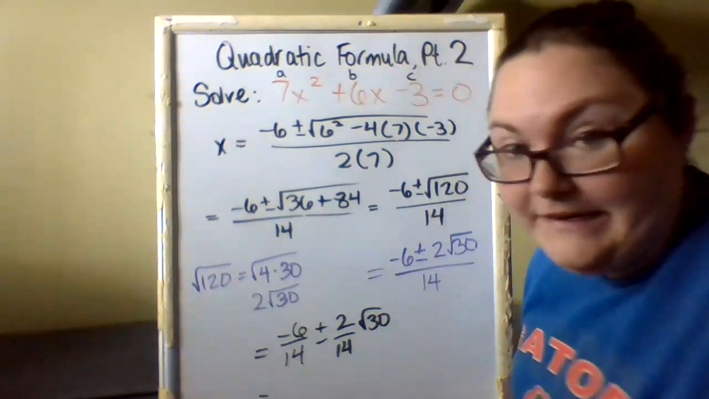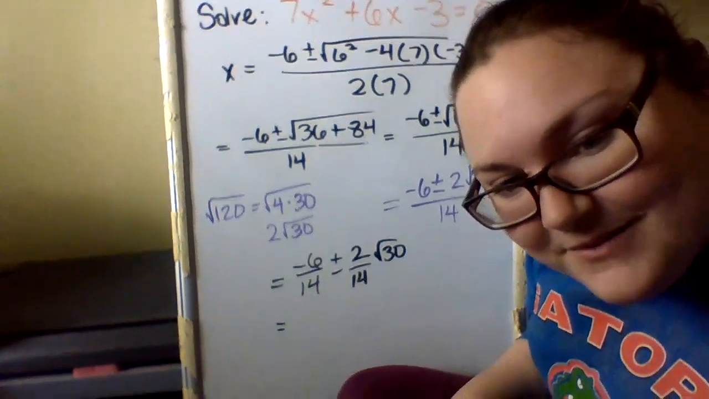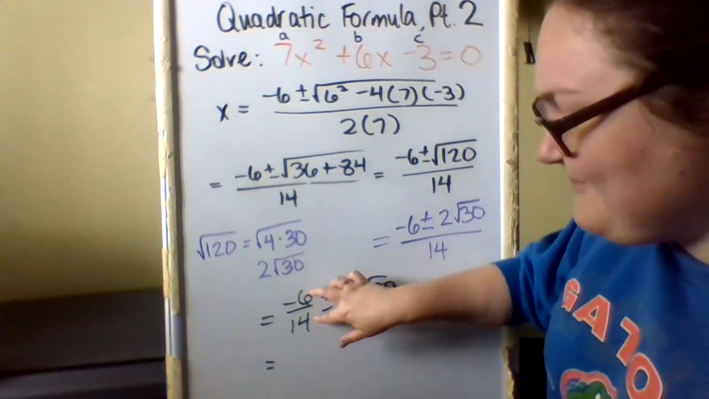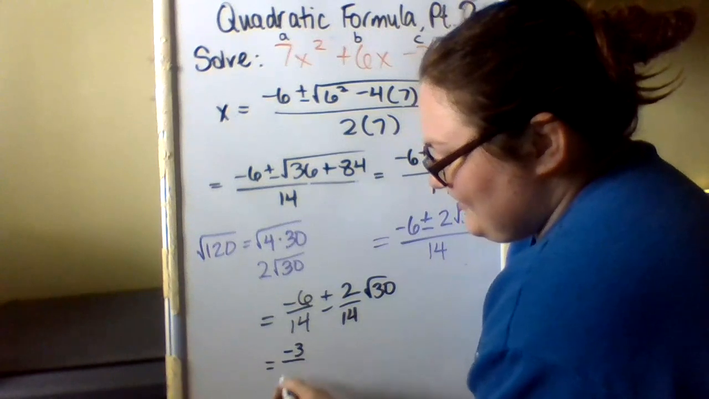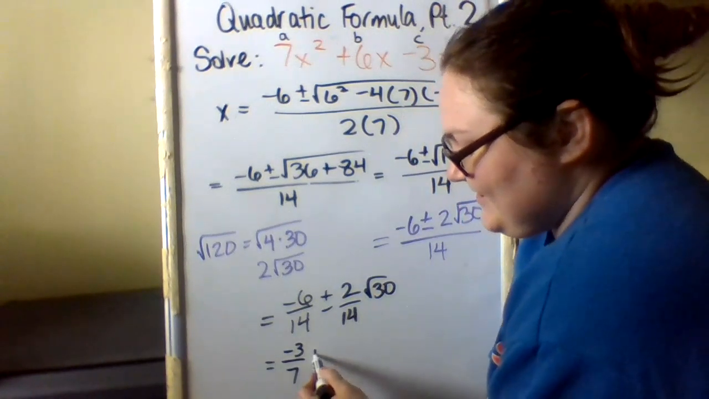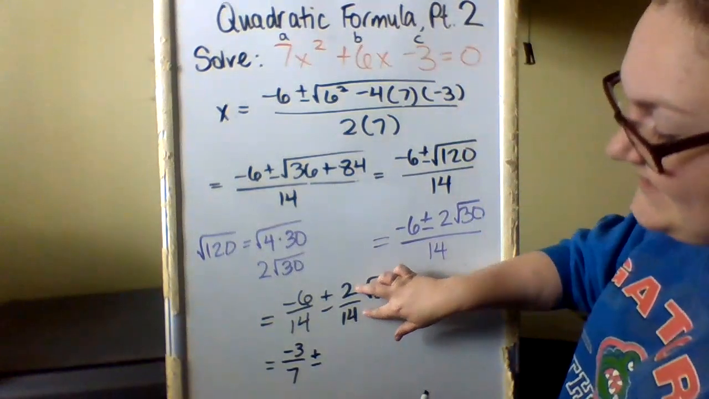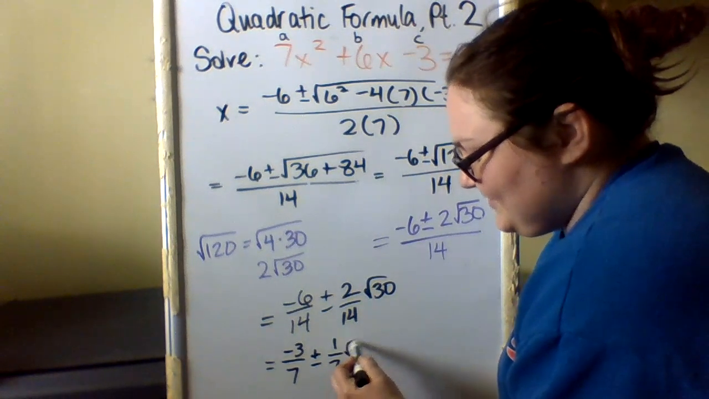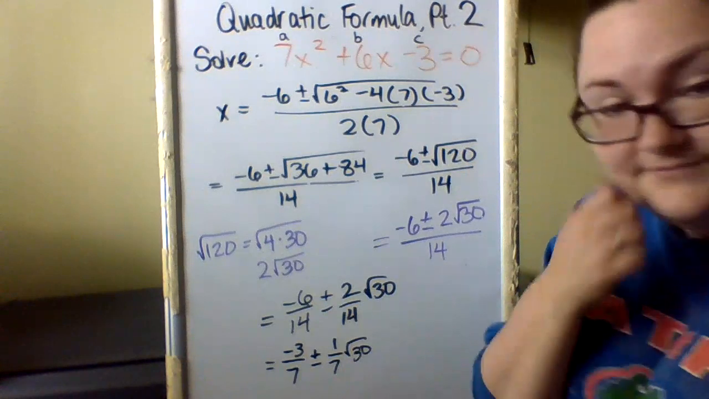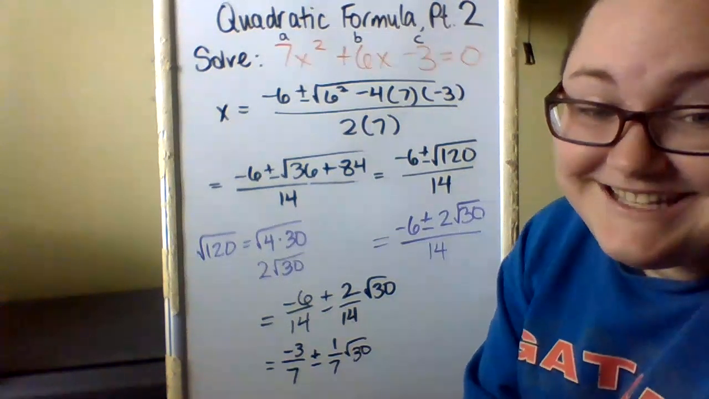So for my final answer, I'm going to bring it down a little bit. I could divide both of these by 2. That's going to leave me with negative 3 over 7 plus or minus. Both of these I could divide by 2. So that's 1 over 7 square root of 30. There's a lot of different ways you can see this written.